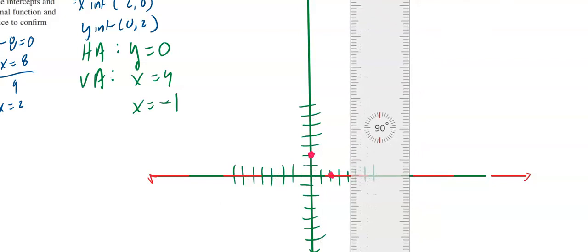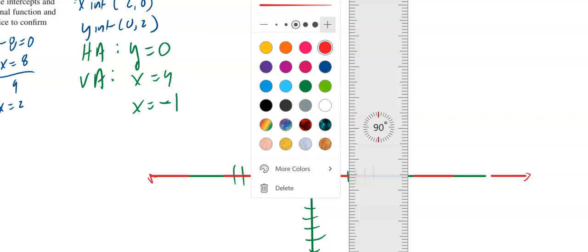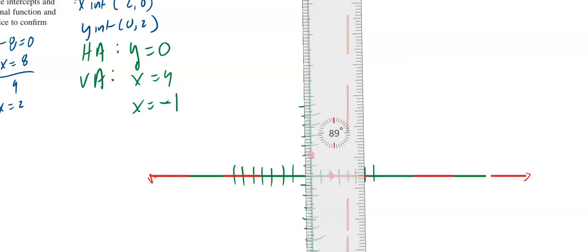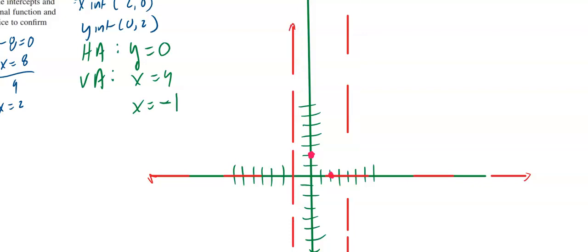So 1, 2, 3, 4. That looks about right. I like red for this. Okay, do some dashed lines. And then we've got x equals negative 1. Okay. Great. So we've got some action going on in this graph, that's for sure. All right, so the next step is we need more points than what we have here.